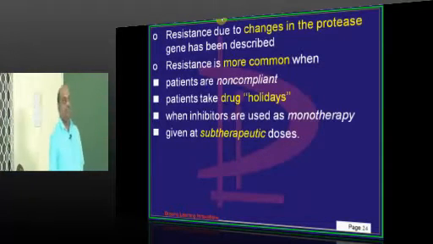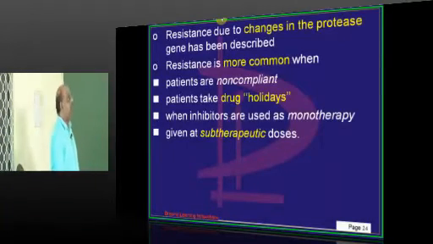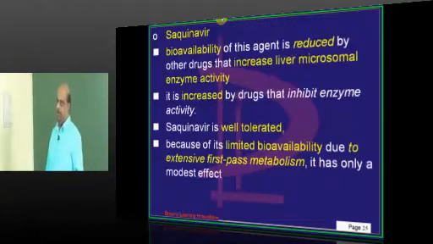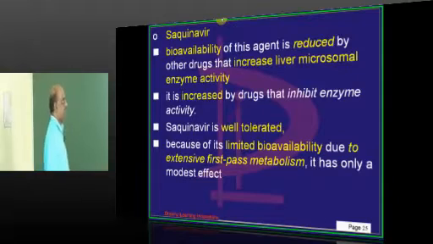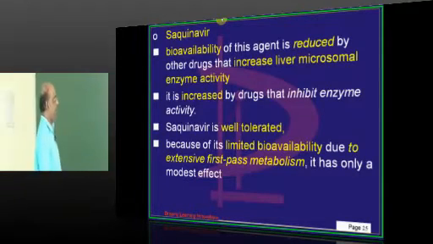And if you use only protease inhibitors without anything else, when generally you should combine them with NRTIs, that is monotherapy. Or if you give them at a subtherapeutic level, that leads to development of protease inhibitor resistance. Now, one or two comments about each of these protease inhibitors. Saquinavir.